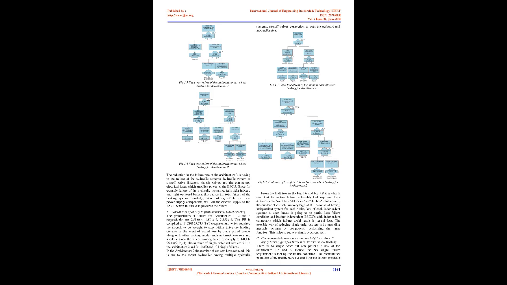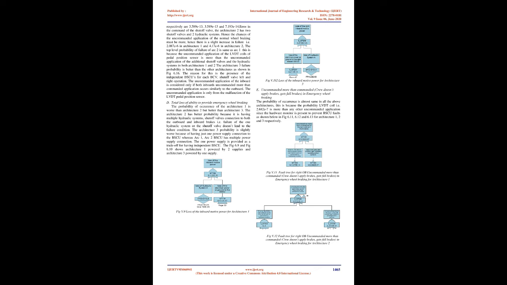The reduction in the failure rate of architecture 3 is owing to the failure of the hydraulic systems, hydraulic system to shut-off valve linkages, shut-off valves, and the connectors and electrical fuses which supply power to the BSCU. For example, failure of hydraulic system A fails the right inboard and right outboard brakes, which causes the total failure of the braking system. Similarly, failure of any of the electrical power supply components will kill the electric supply to the BSCU, which in turn kills power to the brakes.